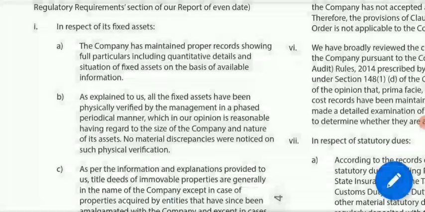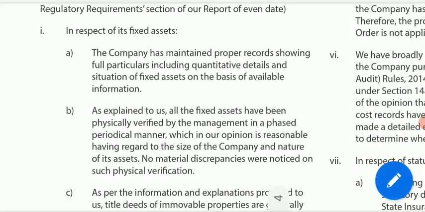In respect of fixed assets, the company has maintained... The first point was whether the company has maintained proper records about the situation and quantity of the fixed assets. This is how you have to write, how you have to disclose in a real audit report. The company has maintained proper records showing full particulars including quantitative details and situation of fixed assets on the basis of available information.